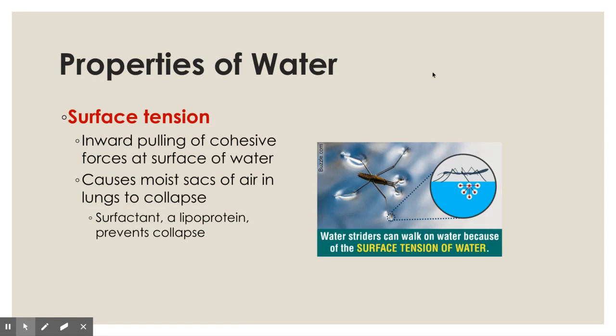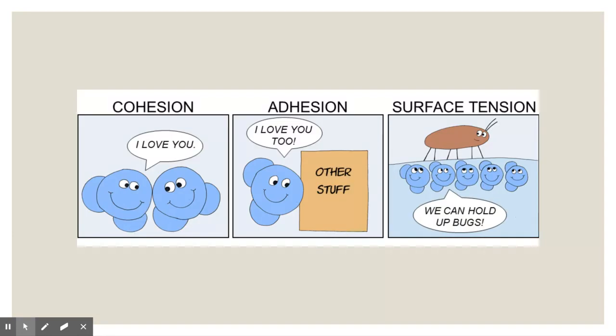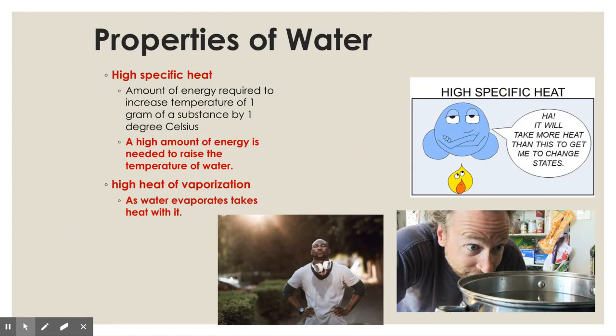And here we've got this little water strider. It's a little water bug. It can sit on the top of a pond or a puddle and move around because of the surface tension. So just a little humor to break it up here, right? Cohesion, sticking together of the water molecules, adhesion, sticking to other stuff, and then surface tension is that sort of ability to hold things up or to have this sort of film on the surface because of this attractiveness inward. So it can hold up bugs.